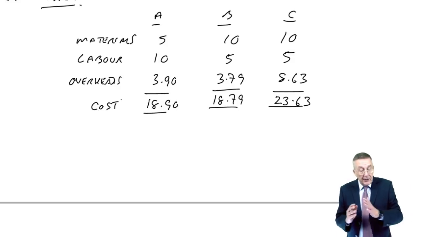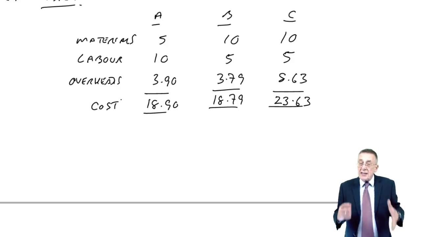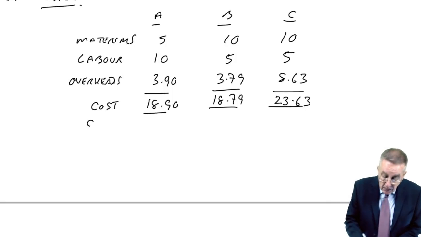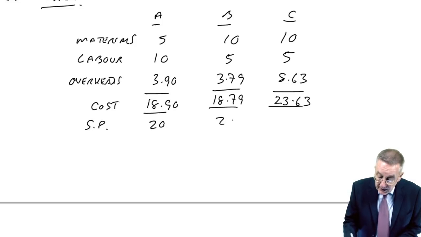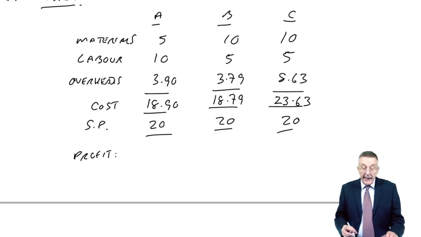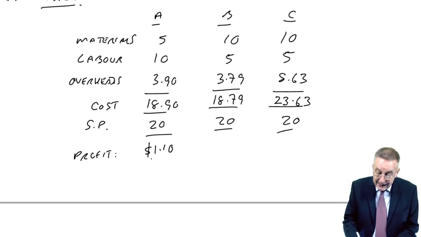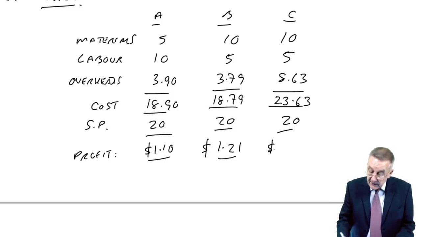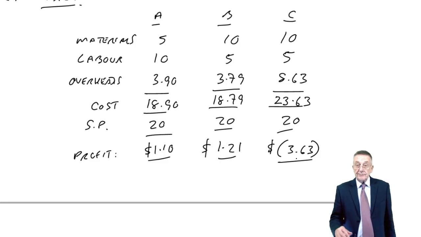I'm not going to wind back to part A, but they're obviously different costs. We've taken a different approach. We can discuss it afterwards. But remember, this question also wants the profit per unit. The selling price we're given is 20 for each. And so the profit this time for A is $1.10. For B, it's what, in my head, $1.21 per unit. For C, it's loss-making, a loss of $3.63 a unit.